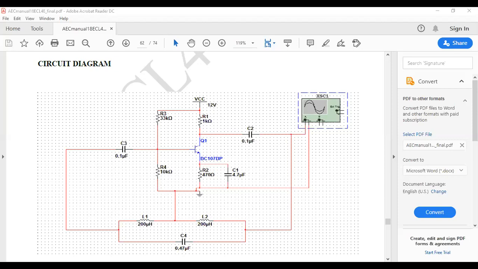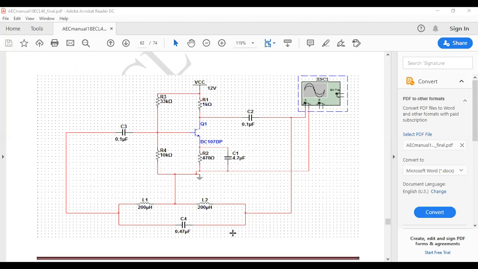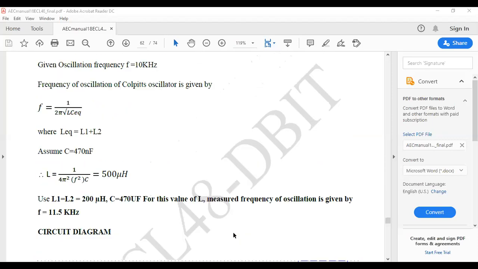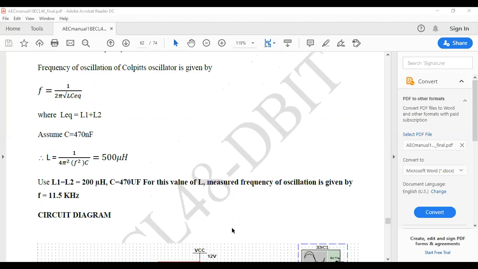Okay, so if you go with the formula of the Hartley oscillator, the frequency F of a Hartley oscillator can be expressed as F is equal to 1 by 2 pi root LC, where C is the capacitance of the capacitor in the tank circuit, and L is L1 plus L2, the effective series inductance of inductors L1 and L2 in the tank circuit.